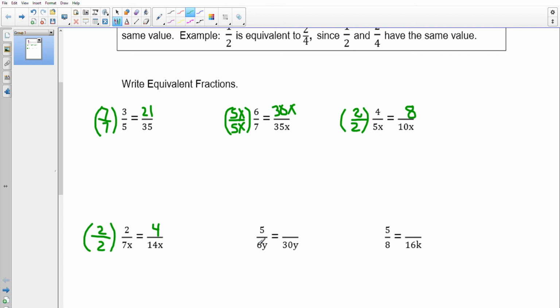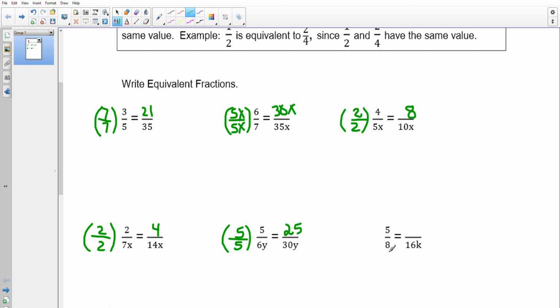Next, I have 5 over 6y, and I want my denominator to be 30y. So I have to look at the factors that are missing on the left to make it look like the right. So I have 6y. The y's I already have. If I want to make the 6 look like 30, I multiply by a factor of 5. And so I'm left with 25 over 30y.